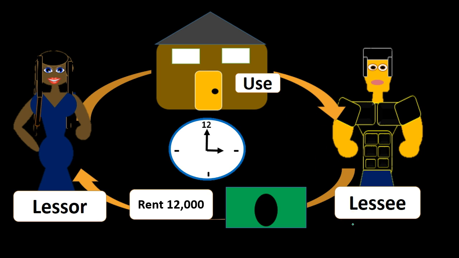At the end of the term of the lease, the property will revert back from the lessee to the lessor.